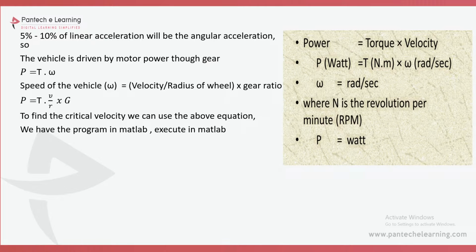Okay, when we use the gearbox, we have to use this formula. We have to find the critical velocity using the above equations. We write some programs in MATLAB, substitute the values, and find the critical velocity. Critical velocity means how much time your vehicle takes to reach your speed. For example, if you fix the vehicle at 40 kilometers per hour, going from 0 to 40 kilometers per hour, how much time will it take? We can execute this in MATLAB.